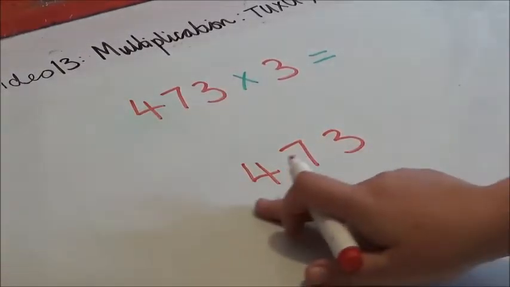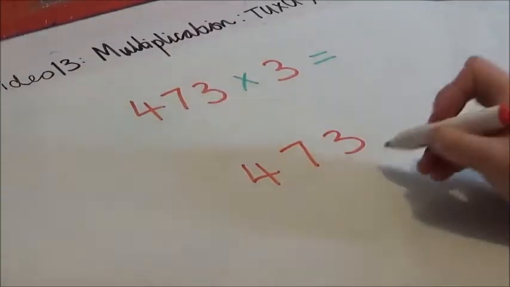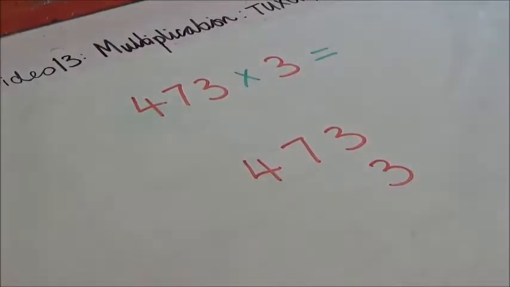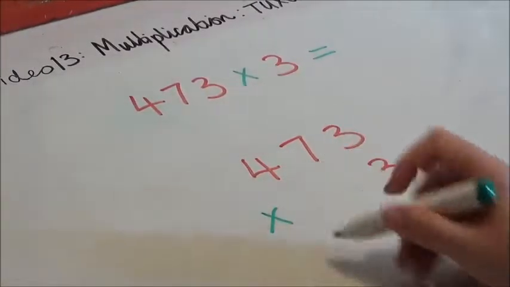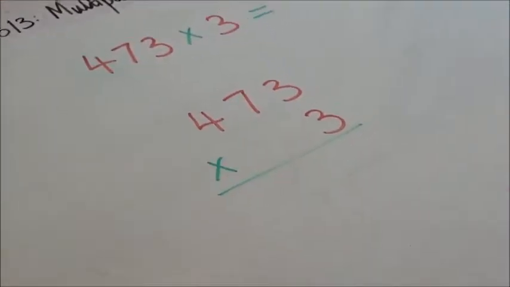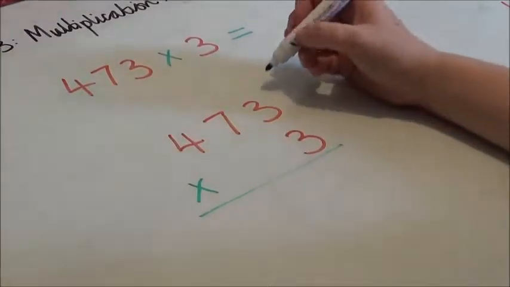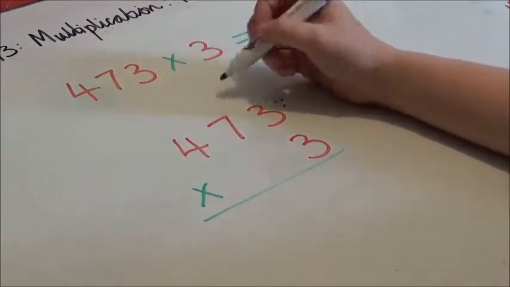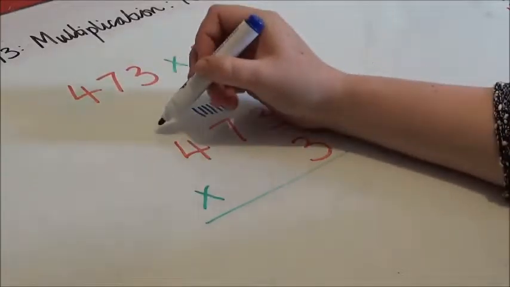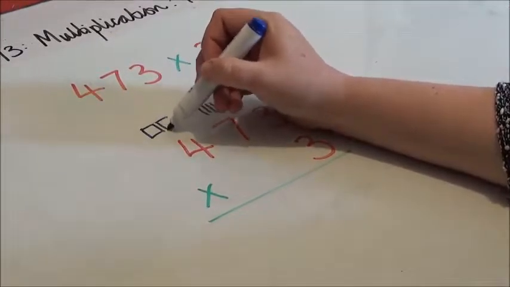Okay, so I'm going to put 473 into columns, and I times it by 3 in the same column as the units. I'm going to put my multiplication symbol to show what operation I'm doing, and I'm going to say what it is the same as. I can use base 10 to make it clearer. I have 3 units, 1, 2, 3, 4, 5, 6, 7 tens and 4 hundreds.